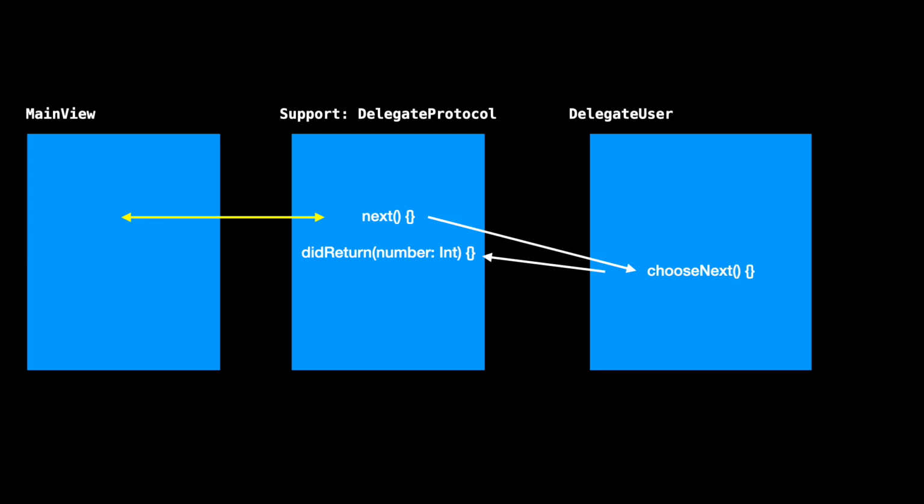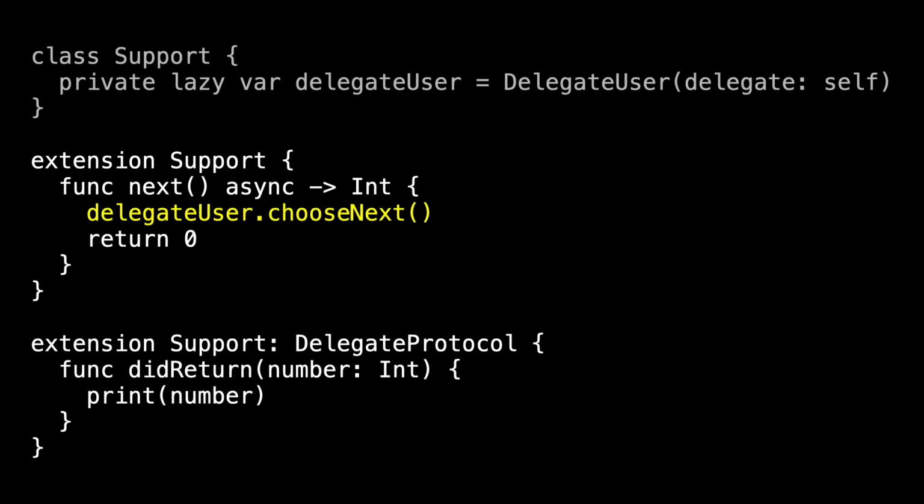We don't yet have a way of returning that number from next. We want to get the result all the way back to main view, so that button tap results in the same thing that we had last time when we made an asynchronous call to next and just got the value back. Right now, we're returning 0 every time. We've actually seen this problem before. The problem is the call to next, which includes the call to the delegate user's ChooseNext, happens up here, and the response happens down here.